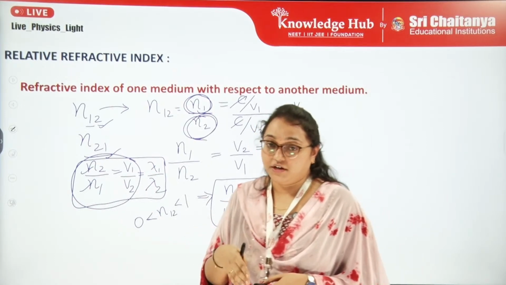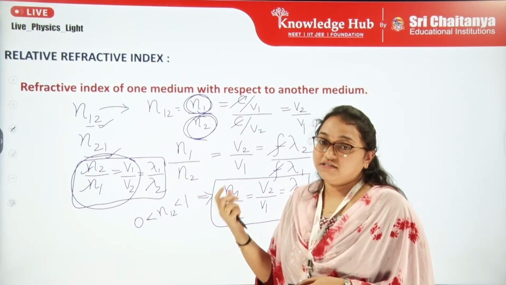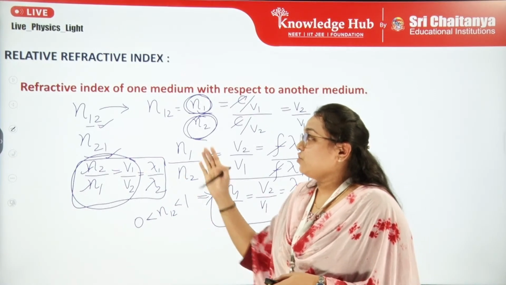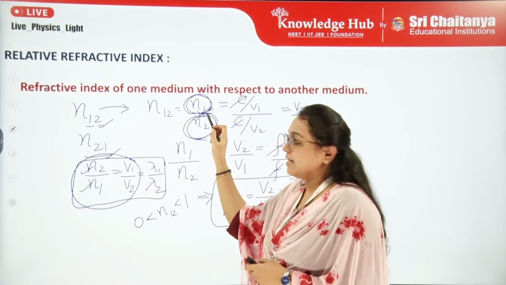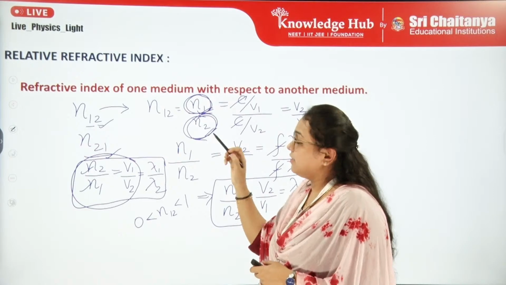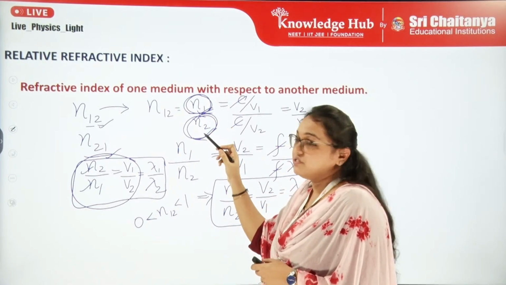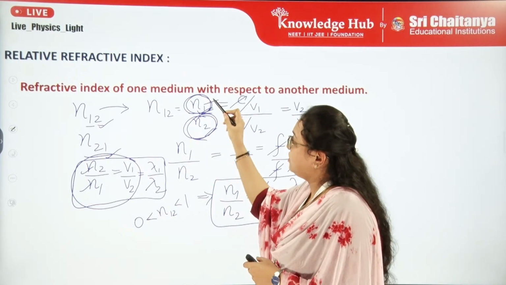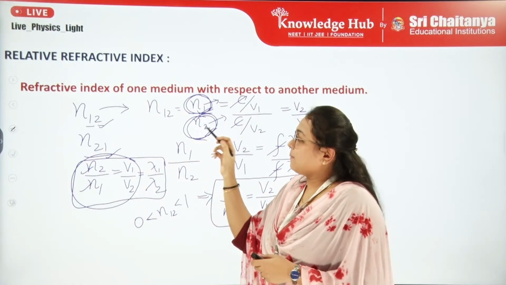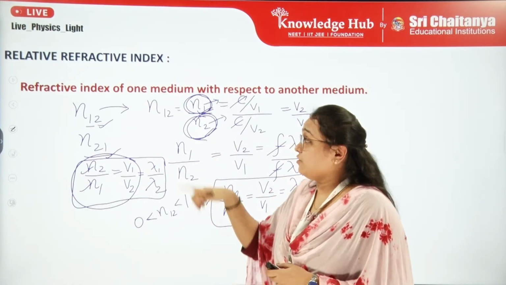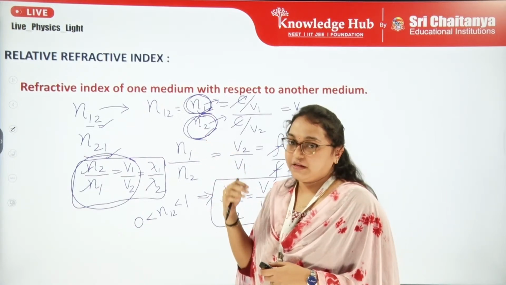It can be less than 1, unlike refractive index. And what's the reason for that? See, here it's all about two different media. So let us suppose this first medium is rarer and the second medium is denser. That means this value is less than this value, isn't it? So the first medium is rarer and the second medium is denser. So the first medium's refractive index will be lesser than this medium.